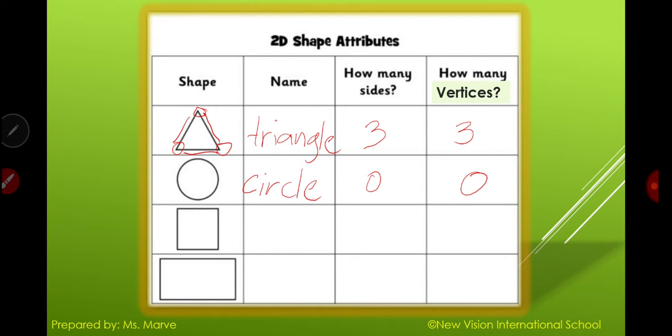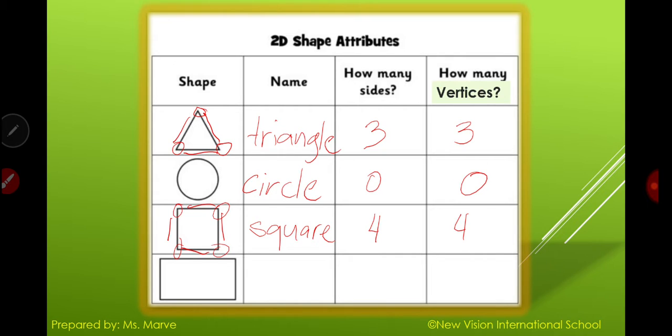Next. How many sides? Count. 1, 2, 3, 4. 4. How many vertices? 1, 2, 3, 4. 4. So what do you think is the name? Each side is equal. So the name is square.